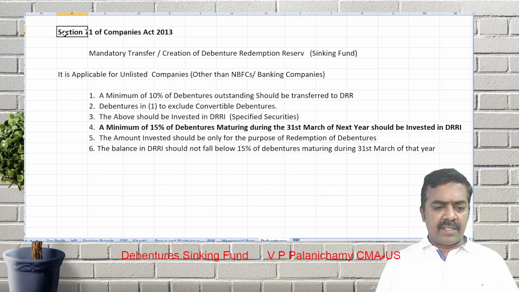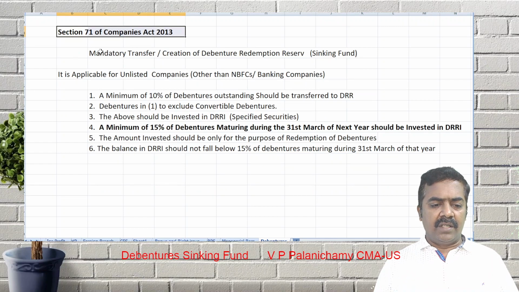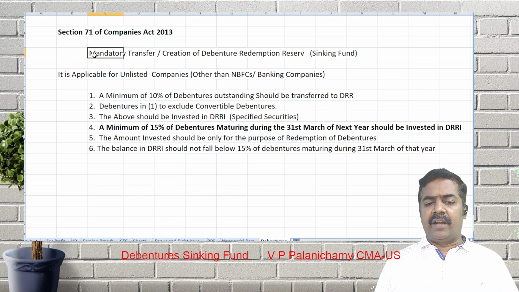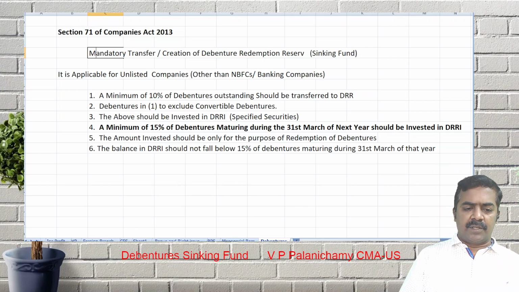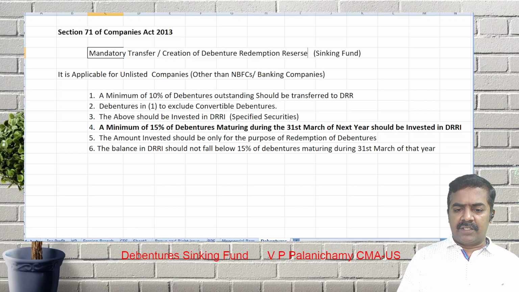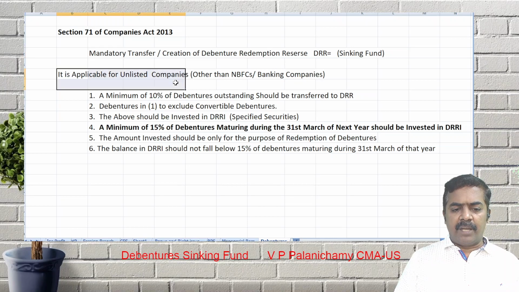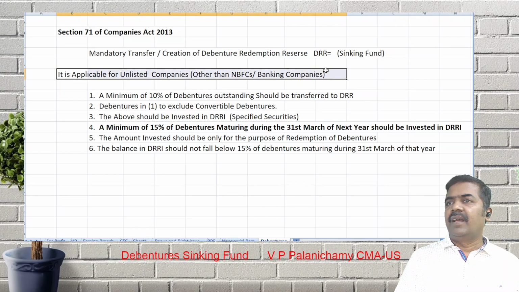Now we will see section 71 of the Companies Act 2013. It talks about mandatory transfer or creation of debenture redemption reserve. Compulsorily you have to transfer to which one? Debenture redemption reserve, which is otherwise known as sinking fund. This is applicable only for which one? Unlisted companies other than NBFCs and banking companies.